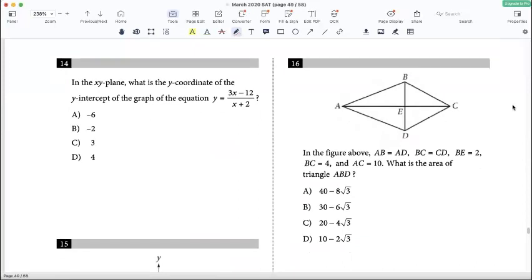In the xy plane, what is the y coordinate of the y-intercept of the graph of this equation? So to find the y coordinate of the y-intercept, I would put x equal to 0. So y is (3 times 0 minus 12) over (0 plus 2). So that's minus 12 by 2, which is minus 6.